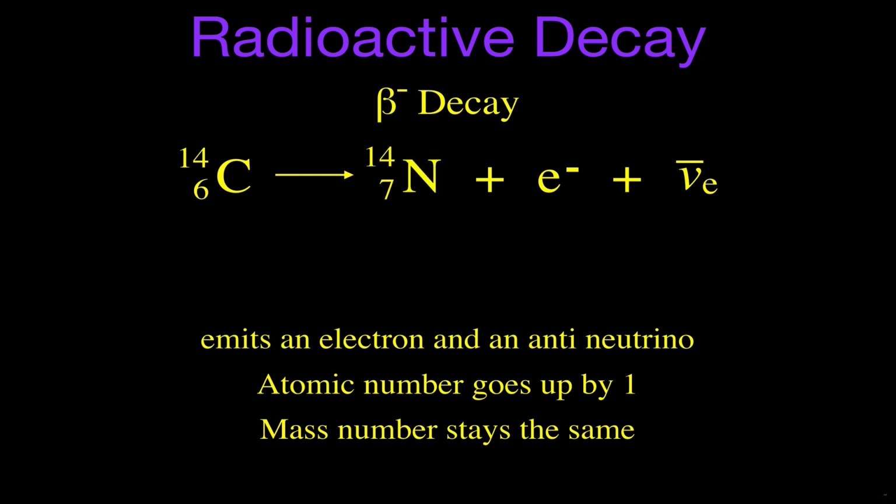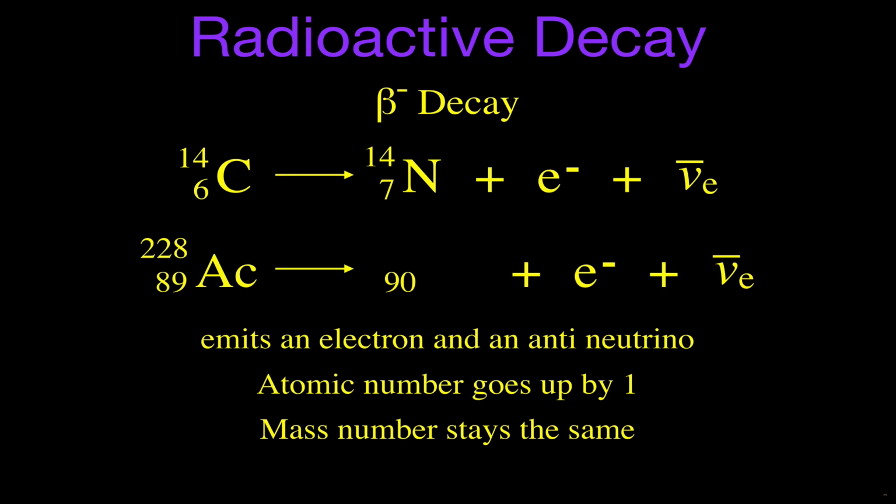So carbon-14 undergoes beta decay and becomes nitrogen-14, and it also emits an electron and that anti-neutrino. Okay, one more, actinium. Same thing, we have our electron and our anti-neutrino we write down. Once again, we just know that the atomic number is going to go up by 1 to 90. The mass number stays the same, 228, and we have thorium.